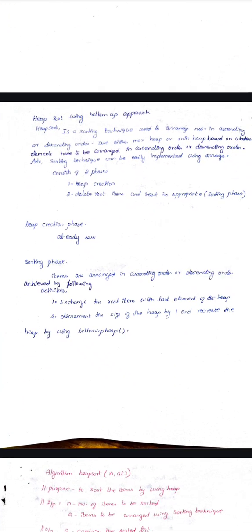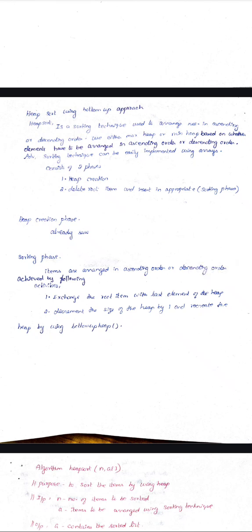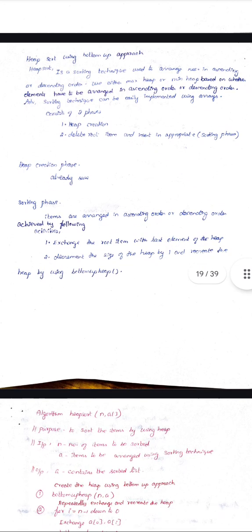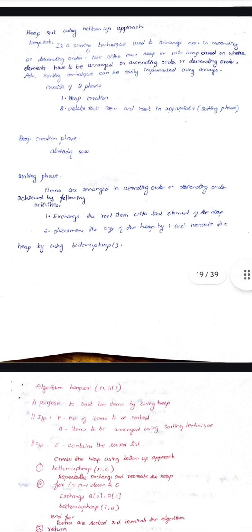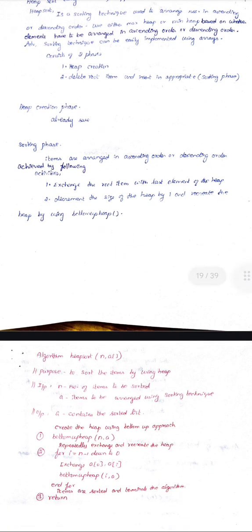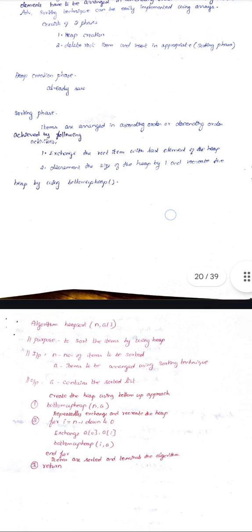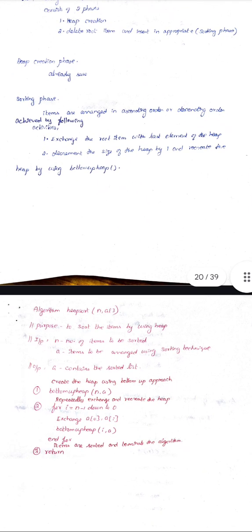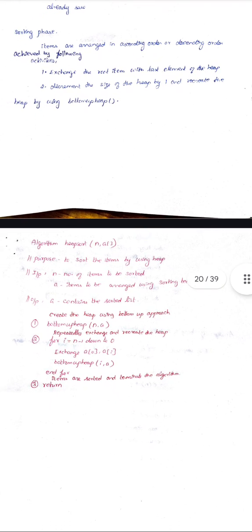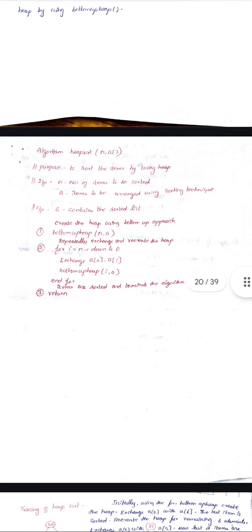Heap sort using the bottom-up approach. Heap sort is a sorting technique used to arrange the numbers in ascending or descending order, using either max heap or min heap depending on whether the elements are arranged in ascending or descending order. The sorting technique can be easily implemented in two phases. Heap creation: delete the root item and insert it in an appropriate sorting position. Sorting phase: items are arranged in ascending or descending order. Exchange the root item with the last element and decrement the size of the heap.